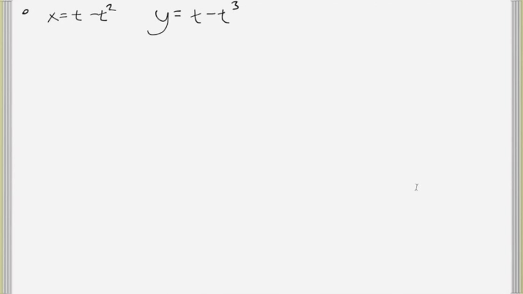So do derivatives and second derivatives still tell us the same thing, like slope and concavity? Yep, since we're taking it in terms of dy dx, they still tell us slope and concavity.